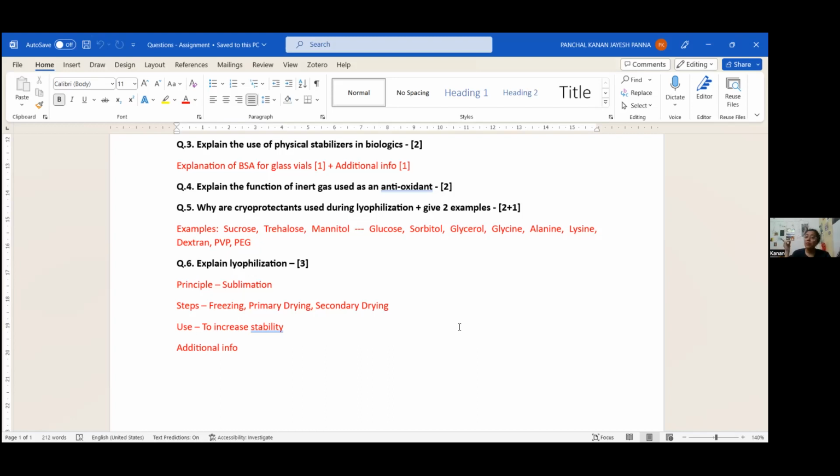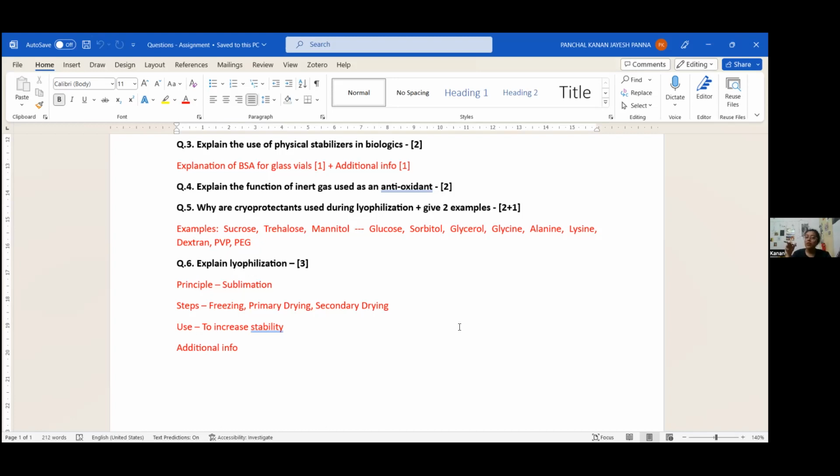An example: some of them have literally pasted it from the internet. DMSO is written, ethylene glycol is written. Those are not used. These are the ones used: sucrose, trehalose. If anyone wrote at least two of these, I've given 1 mark. So I don't know, this assignment wasn't really good.